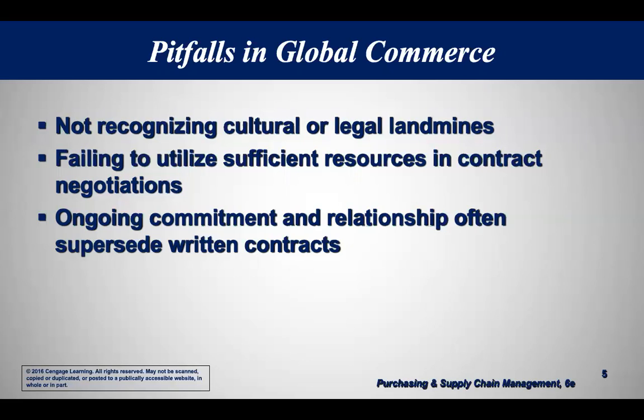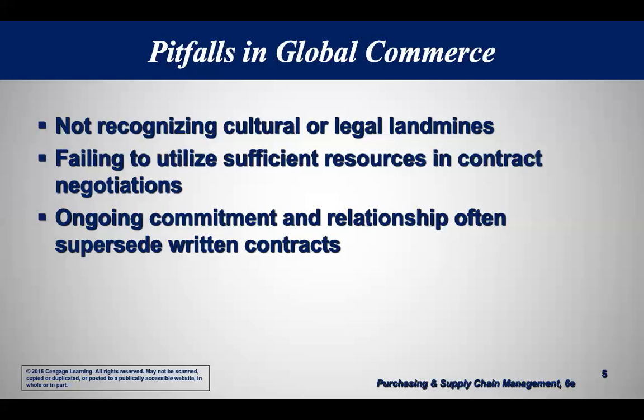And then when you're doing a negotiation, it's really important to use your whole team and do your research. Whatever resources you've got available to you, make sure you use them and not try to do it all yourself.